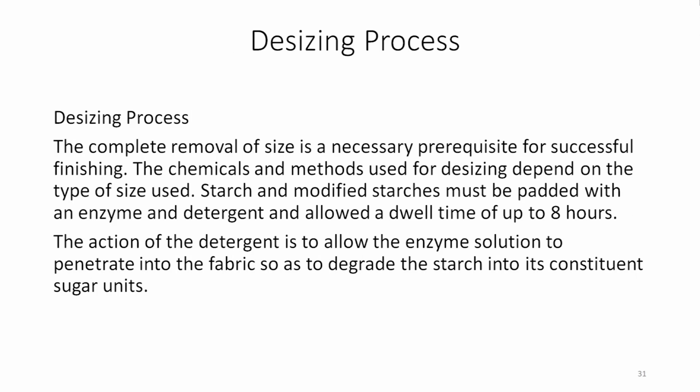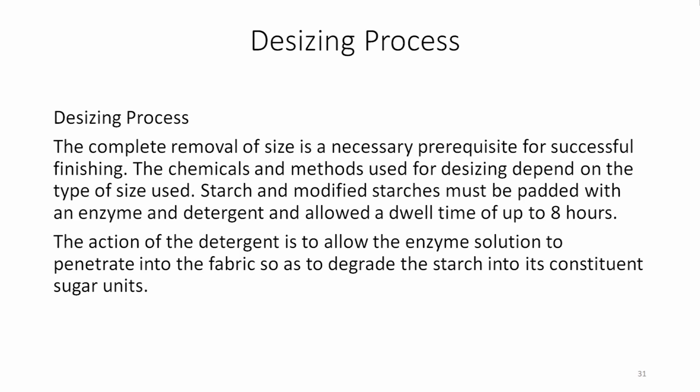So, in the desizing process, the complete removal of size is a necessary prerequisite for successful finishing. The chemicals and methods used for desizing depend on the type of size used. Starch and modified starches must be padded with an enzyme and a detergent and allowed a dwell time of up to 8 hours. The action of the detergent is to allow the enzyme solution to penetrate into the fabric so as to degrade the starch into constituent sugar units. So, this process requires a long time. It is not just a quick wash.